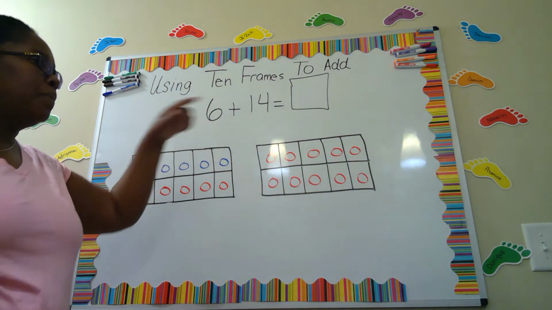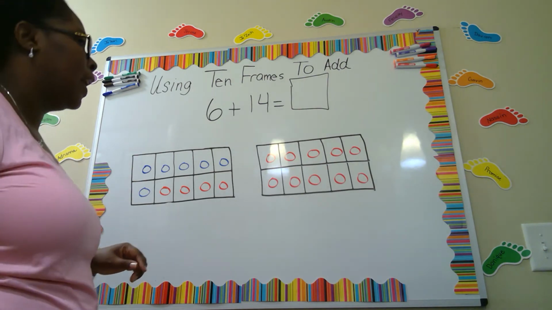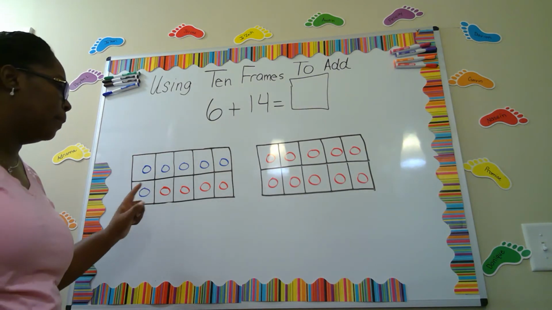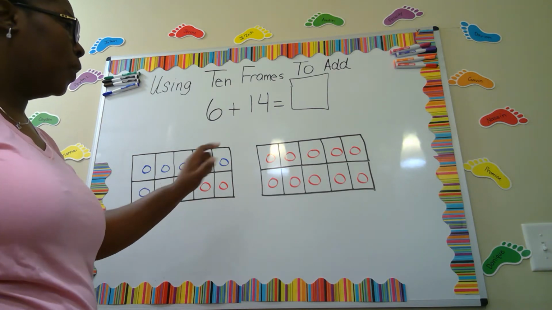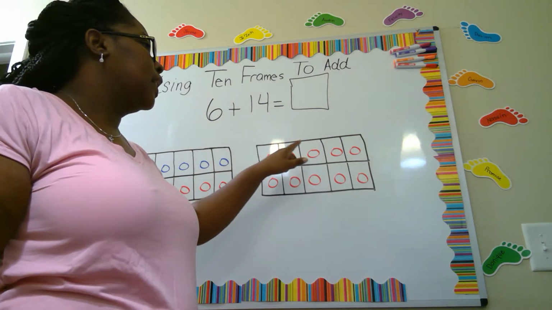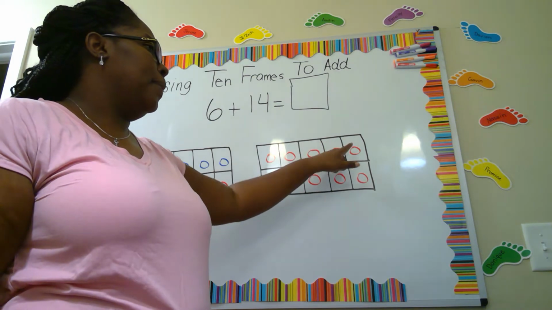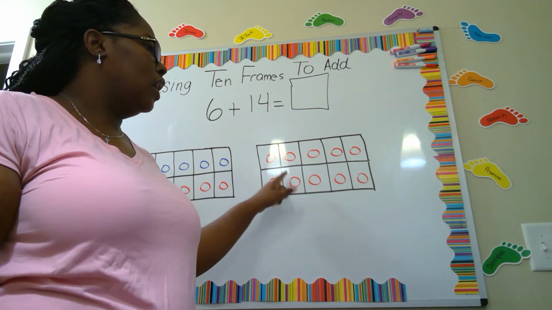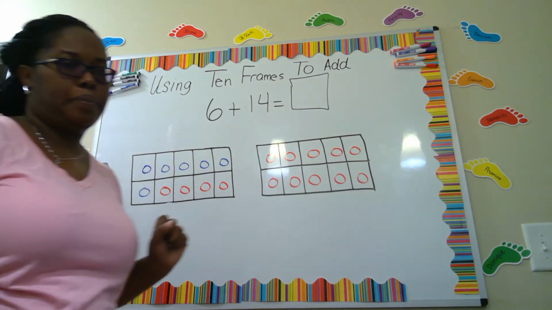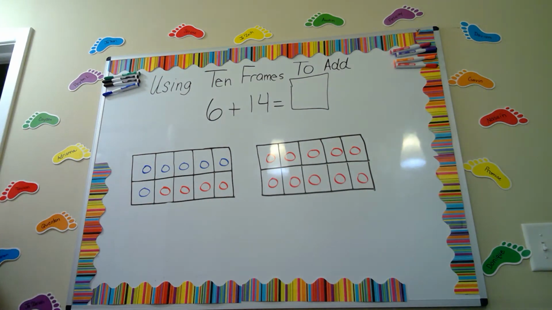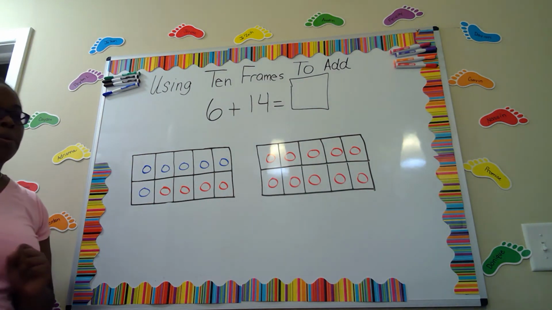But since 14 was a big number, I want to count and make sure I have 14 before I add it all up. 1, 2, 3, 4, 5, 6, 7, 8, 9, 10, 11, 12, 13, 14. Okay? So now I'm able to add.